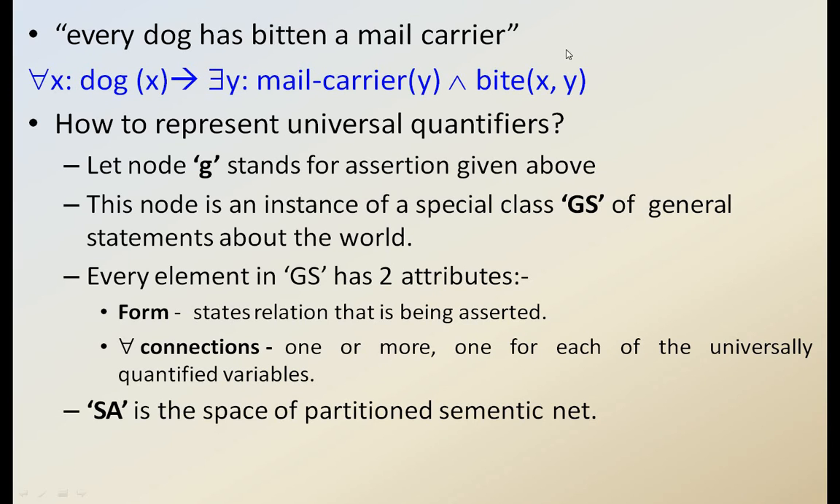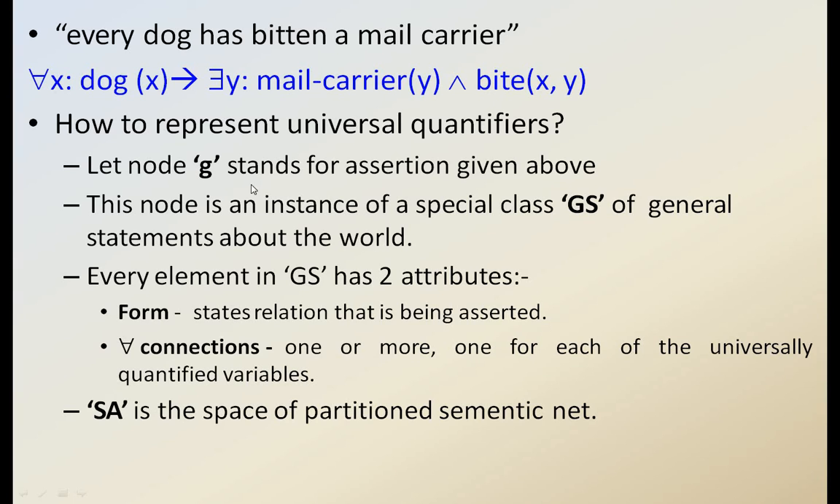Okay, so for this, we are going to see this example: every dog has bitten a male carrier. For all x, dog of x, there exists y, male carrier of y, and bite of x comma y. How to represent these universal and existential quantifiers? In the statement, we have the universal quantifier for all x and the existential quantifier there exists y. How can we represent these two?